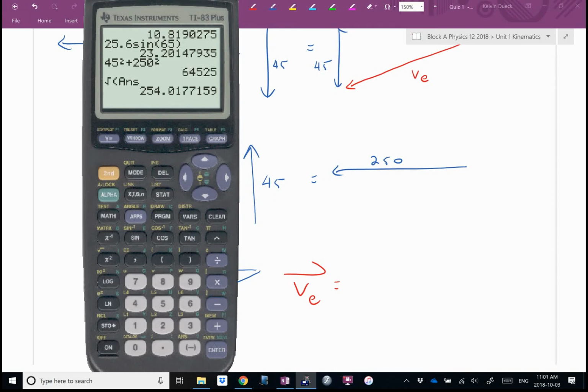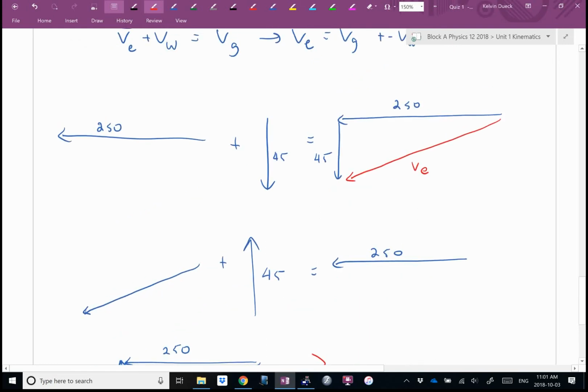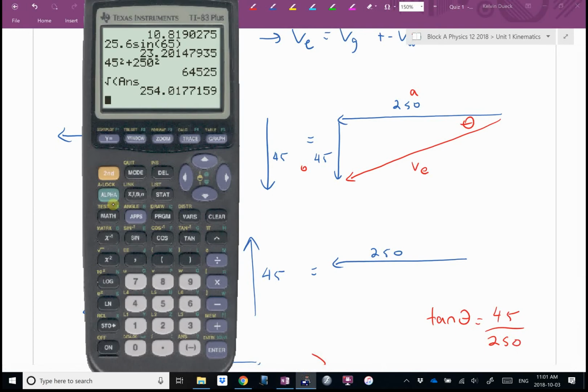254, is that what you got for a magnitude? And that was meters per second at, opposite over adjacent, tan theta equals 45 over 250. 10.2 degrees.